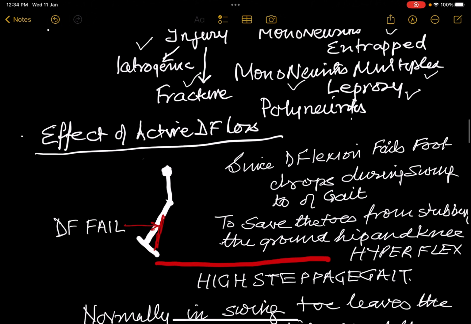Now what happens with the foot drop? The effect of active dorsiflexion loss. The first thing that you have seen, that when this limb is swinging forward, dorsiflexion has failed. So this toe will stub the ground. To avoid this, the ankle is plantar flexed, but the hip and the knee will hyperflex. And because of this hip and knee hyperflexing, the toes will clear the ground. They will not stub against the ground. So one feature is hyperflexion of hip and knee, which is called the high steppage gait.